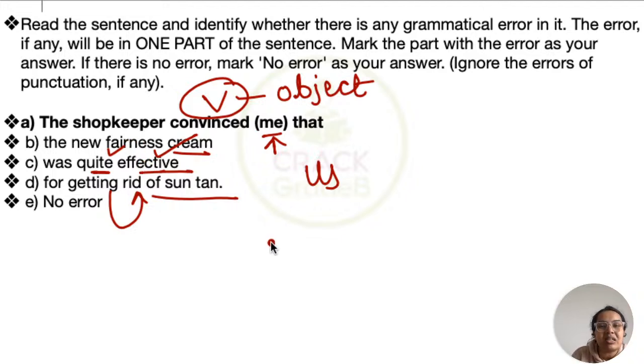There are certain verbs which are transitive in nature, so you will have to add an object. If it is not given, then it is an error. Okay. So sometimes there is a missing word that could be the part of the error, like this one. So here A was the right answer.